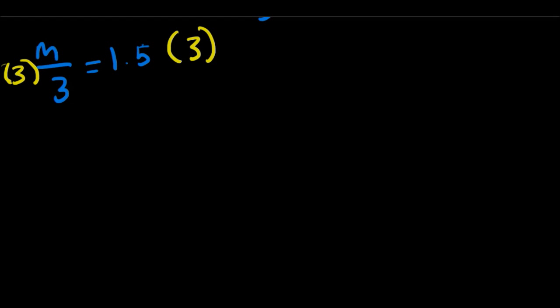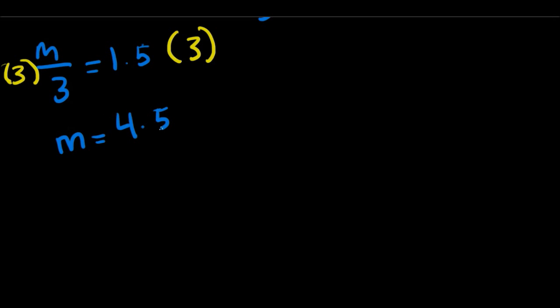Alright, so m divided by 3 equals 1.5. Again, we want to isolate the variable m. So in order to do that, we have to multiply both sides by 3. The reason we multiply the left side by 3 is because when we do that, the 3's cancel out, leaving m by itself. So m equals 1.5 times 3, which equals 4.5.